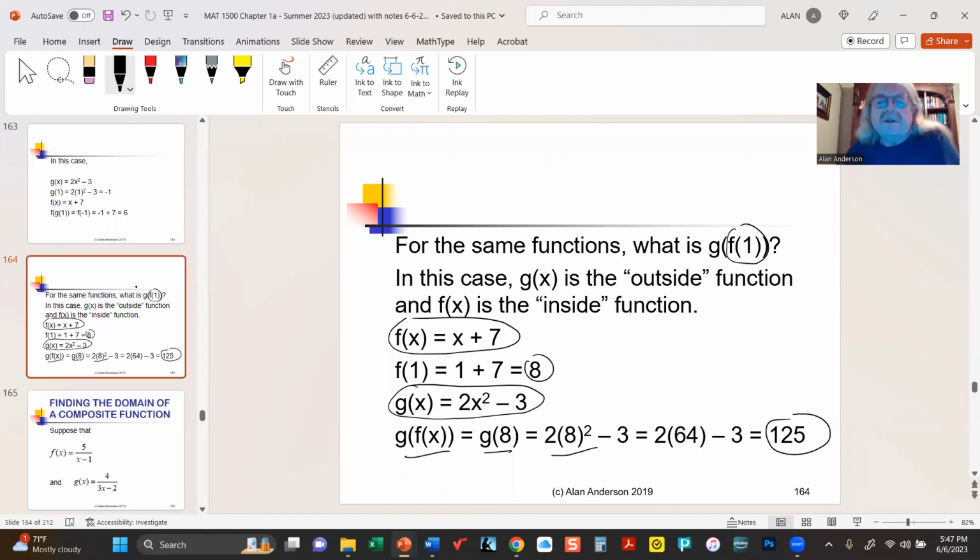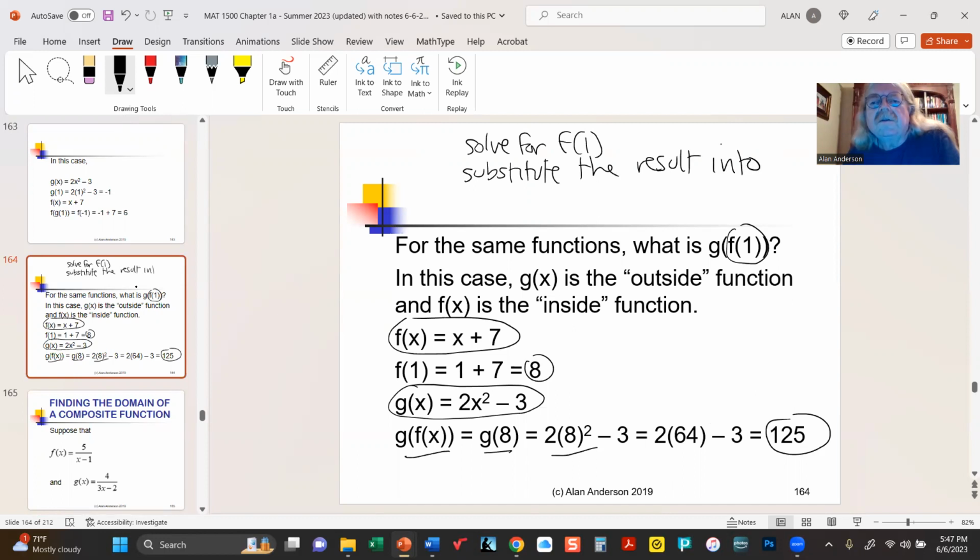So again, what do we do? We solve for f of 1 first. Substitute the result into g of x, and you're all set.